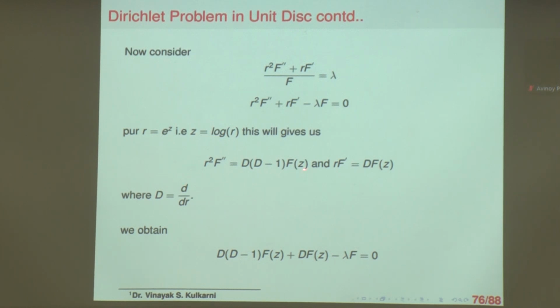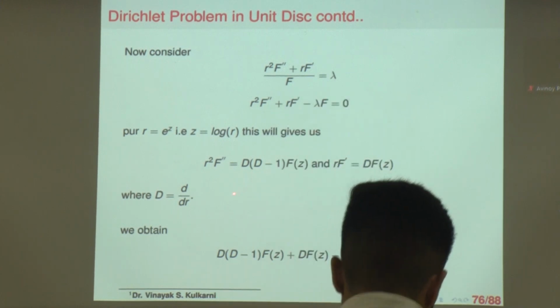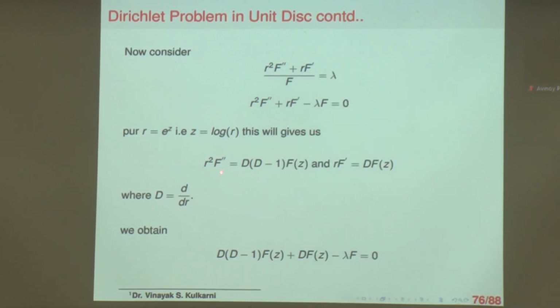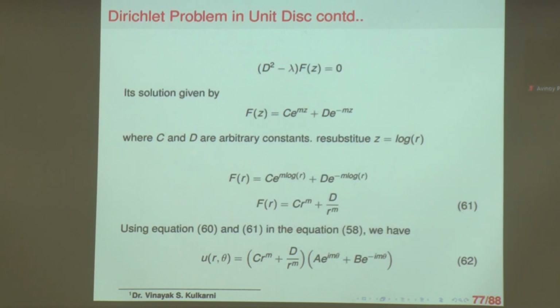So r square f double dash will be shifted to this particular expression, where D represents d by dz, and the corresponding differential equation is like this. This substitution helps us convert the variable coefficient equation into a constant coefficient one. The corresponding solution can be written in exponential form, and the z variable I can rewrite in terms of log r. And e to the power log r, I will write as r to the power m, because these are inverse functions of each other, and equation 61 gives me f of r.